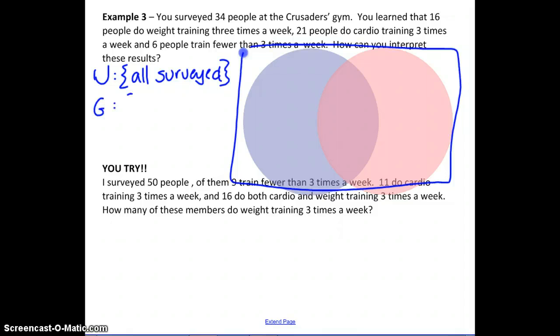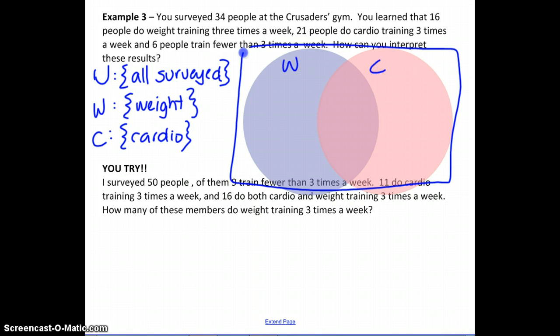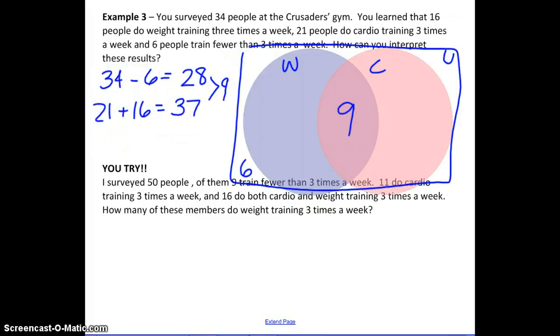Then we can have W for weight training people, and C for cardio people. So let's make W here, C here, and U the universal set around the outside. So here we can determine our overlap, because the difference between the total number of people that are left after we subtract the 6 who don't work out and the 37 total people that either did weight training or cardio means that we have 9 that overlap.